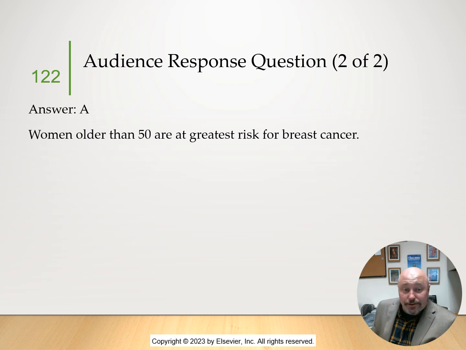And the correct answer here is A. Women older than 50 are at greatest risk for breast cancer, as the risks of this condition do increase with age.